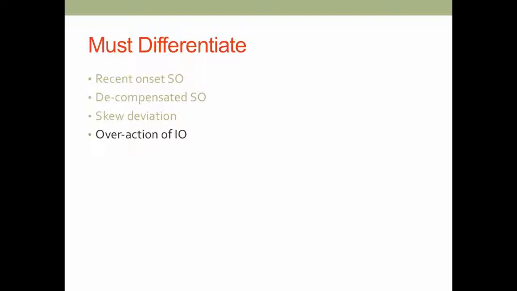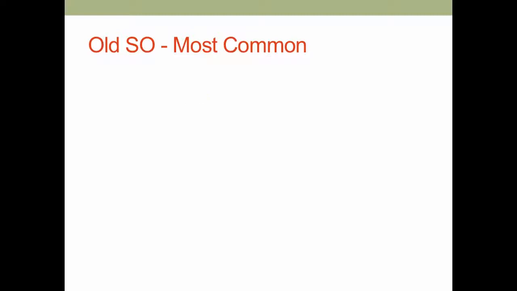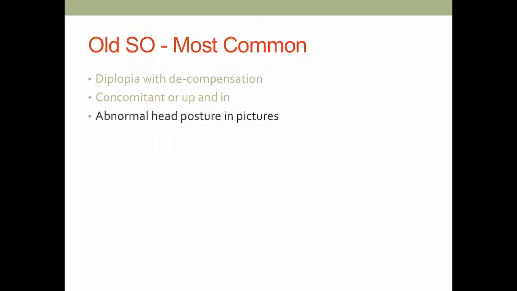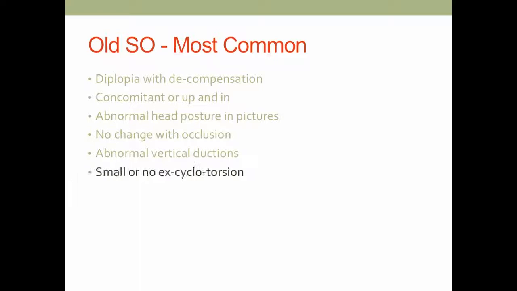Primary overaction, the inferior oblique, key on that. No deviation in primary gaze. Remember what we said. A true paralytic deviation always has a deviation in primary gaze. Happily, the most common superior oblique palsies are old decompensated ones. They may or may not be concomitant. When you review pictures, you're going to see abnormal head positions in it. There'll be no change with occlusion. And there'll be abnormal vertical ductions on it. The old ones only need a small amount of prism.